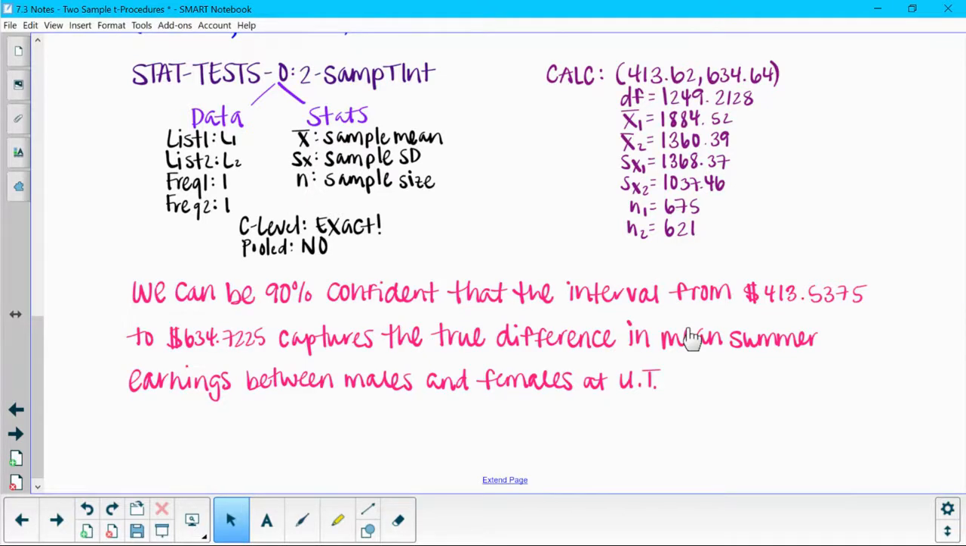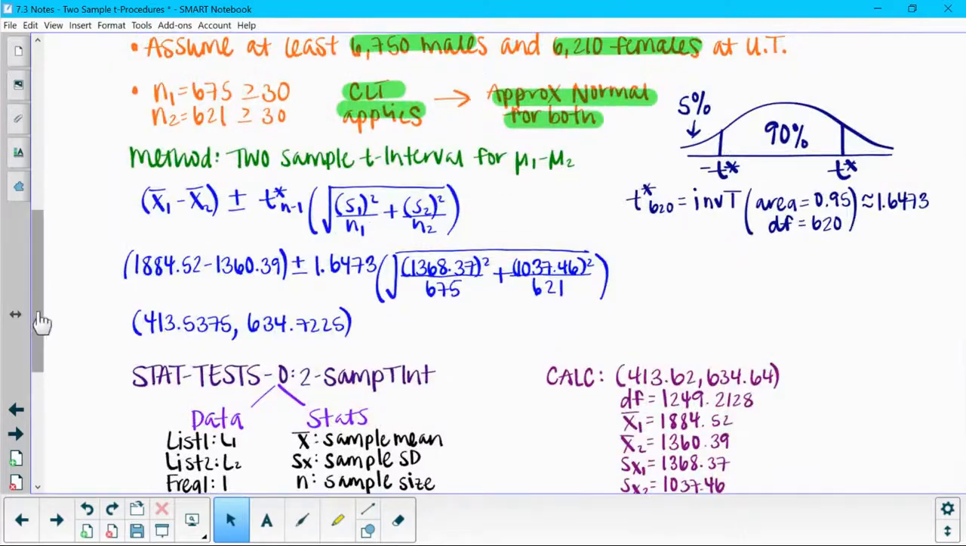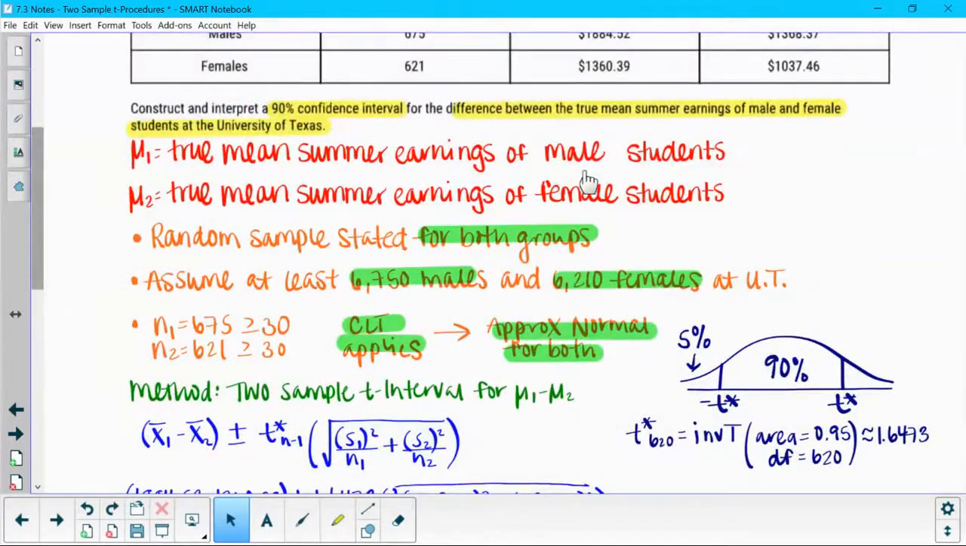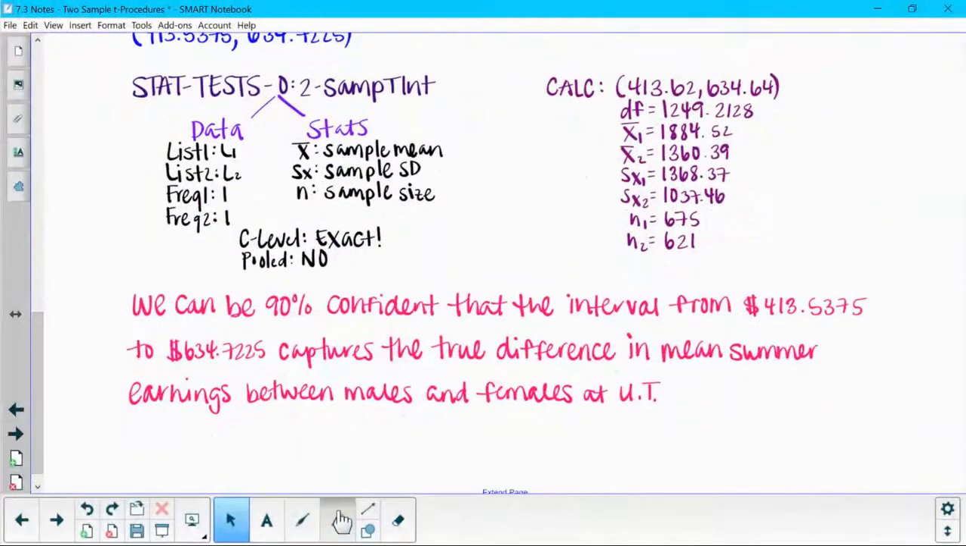Now, something they could also ask you is, what does this really mean? Because we did mu1 minus mu2, meaning males minus females, and because our interval ends up being positive values, this really means that males are making more in their summer earnings than females on average.